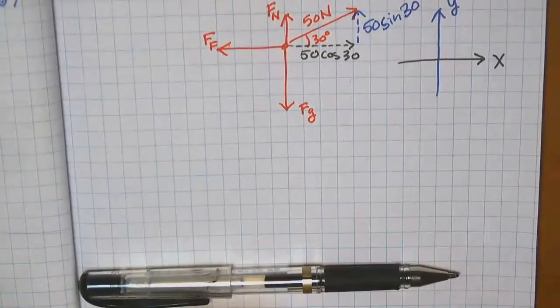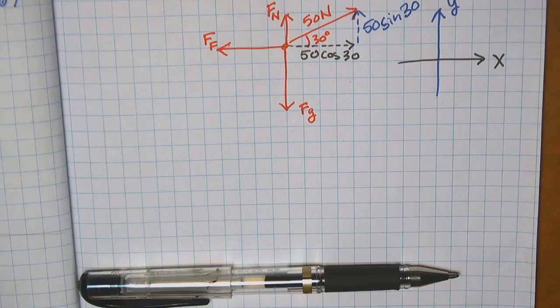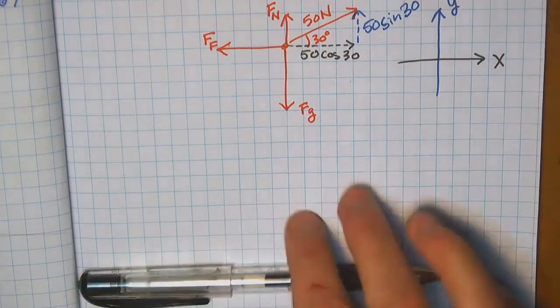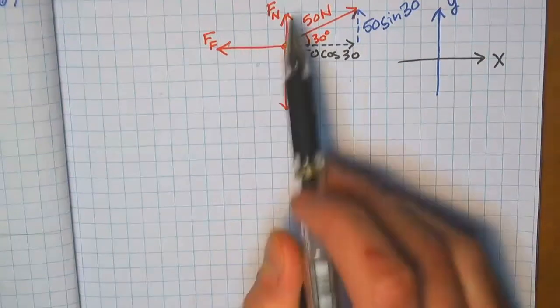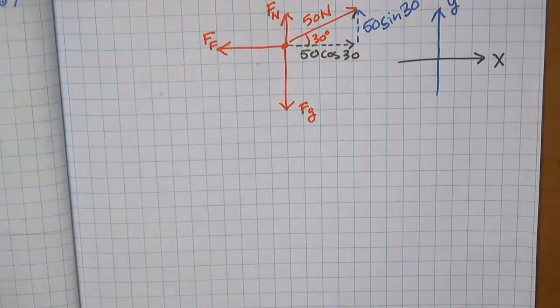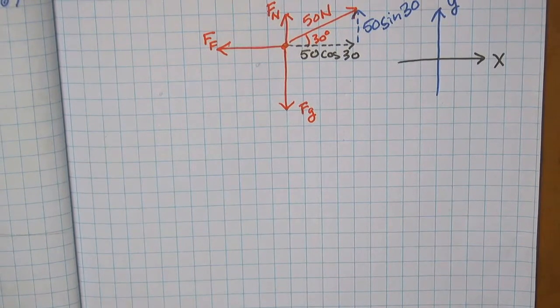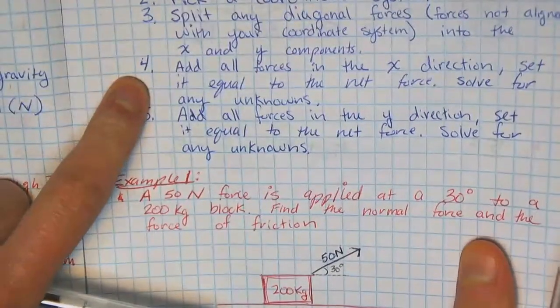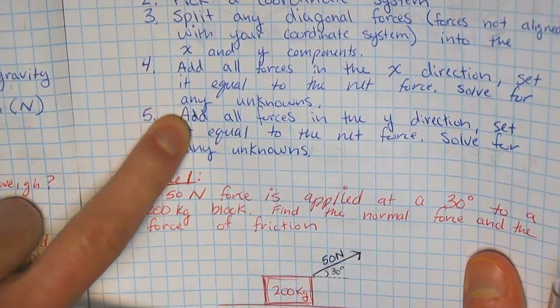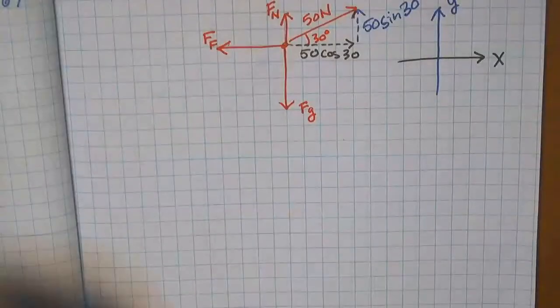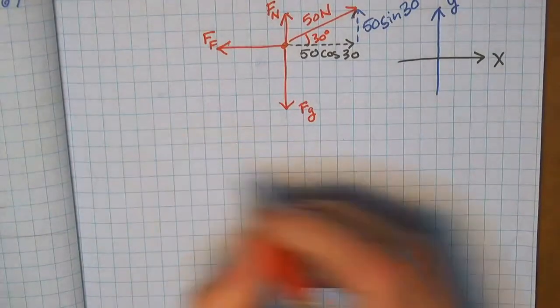So that's steps 1, 2, and 3 done, right? Now things are all either horizontal or vertical. So now we can move on to step 4, which says add all the forces in the x direction, set it equal to the net force, and solve for any unknowns. So here's how that's going to look.